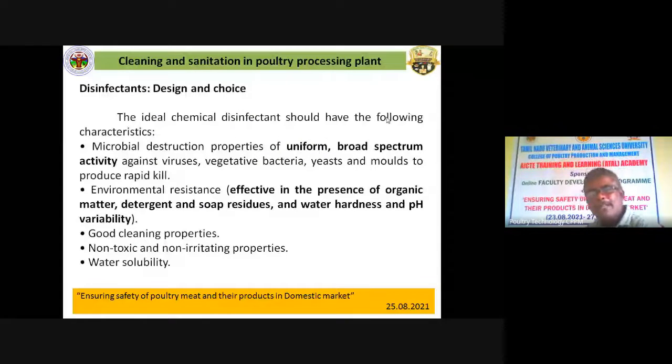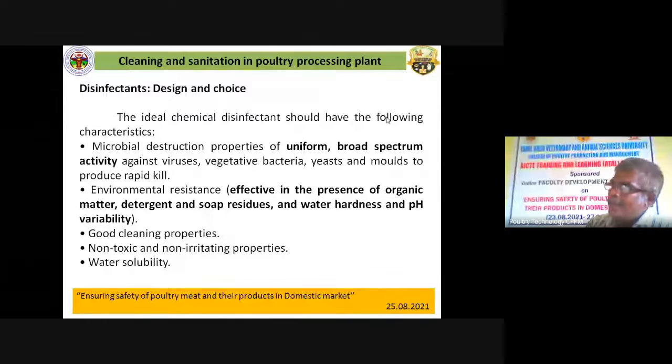So as we have considered for detergent, here also several factors have to be taken into consideration while choosing a particular disinfectant. The disinfectant which we choose should have uniform microbial destruction properties. That means it should not have a higher effect on one particular group of bacteria and not another. For example, you are choosing a disinfectant that is more effective against gram-positive bacteria and not against gram-negative. It should not be like that. It should have a uniform effect on the majority of microbial organisms, and at the same time, it should have broad spectrum activity. That means it should have effect against viruses and vegetative bacteria, even against yeast and molds.